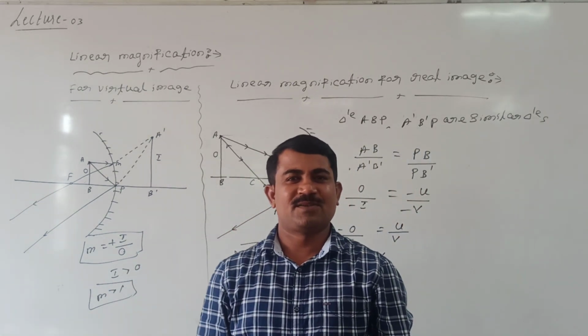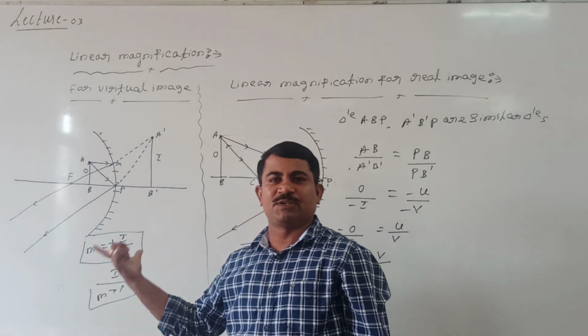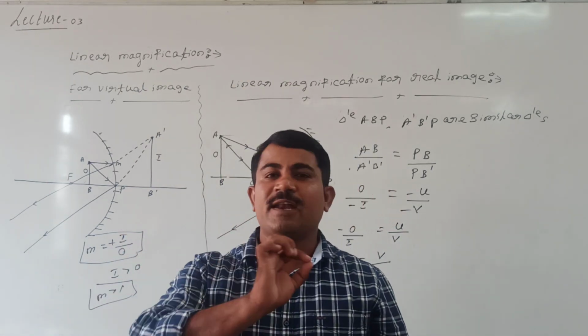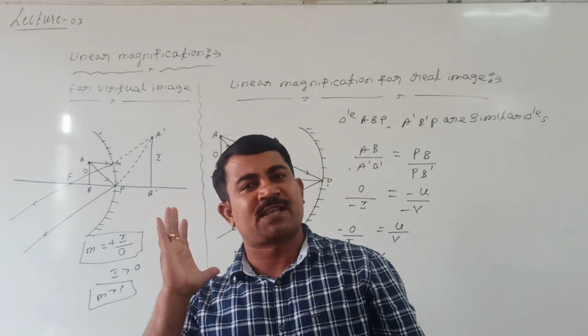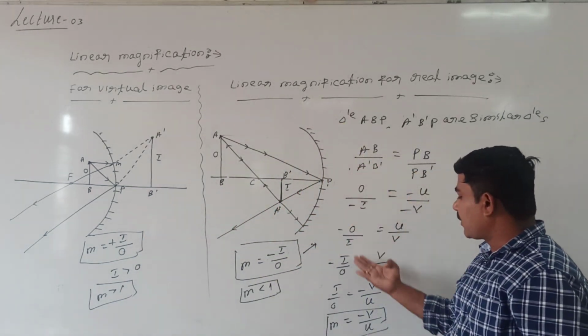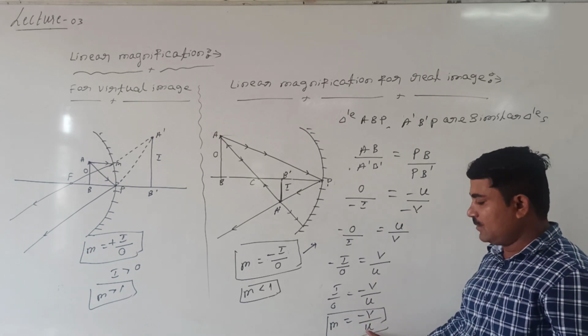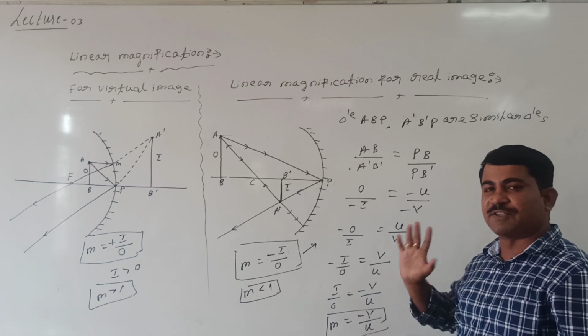Right? So for a virtual image, linear magnification is always what value? Positive value. And for a real image, linear magnification is what value? Less than 1, and it is negative. And what is the general formula for linear magnification? Simply, M is equal to minus V by U. Remember this point.